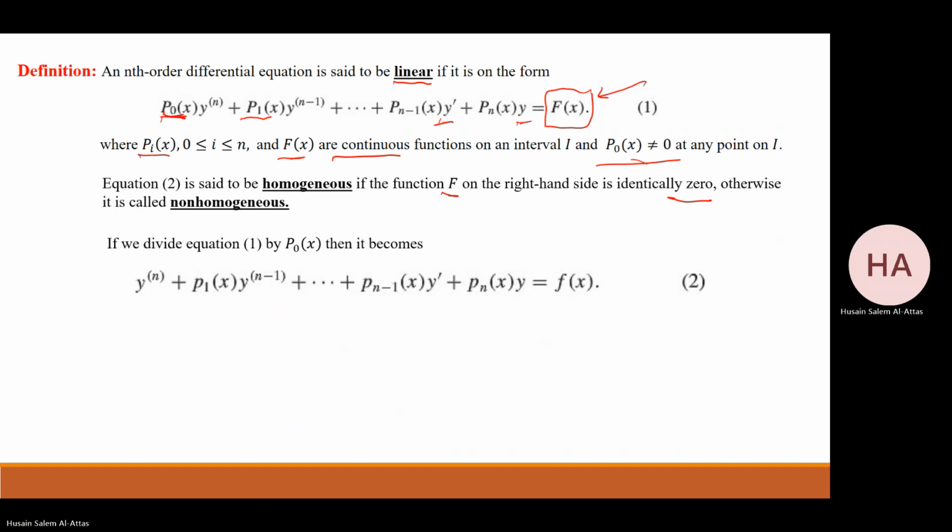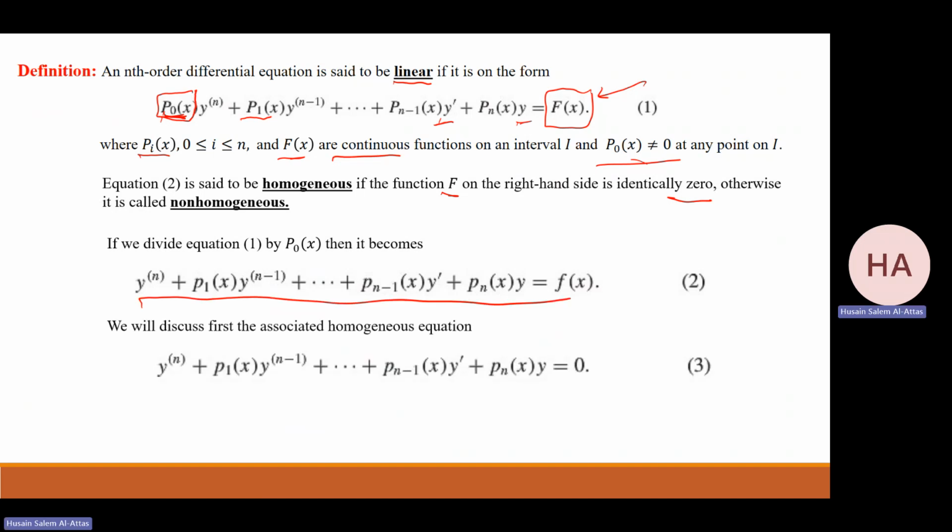If we want the coefficient of the highest derivative to be 1, we just divide by that to get this equation, which they call standard form. This will be standard form. And usually to deal with the non-homogeneous, we need to deal with the associated homogeneous equation.